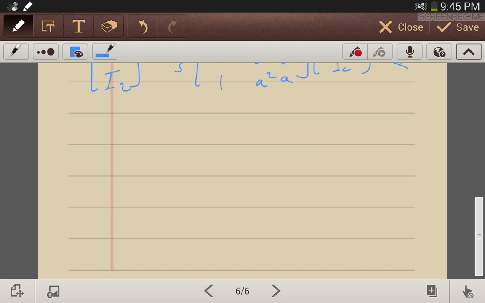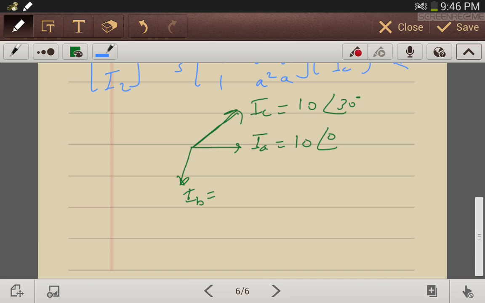So let's go to the first example. Let's say I have the following currents: IA is 10 angle 0, IB is 10 angle 230 degrees, and IC is 10 angle 30 degrees. So find the sequence network, the symmetrical components, of these three phases.